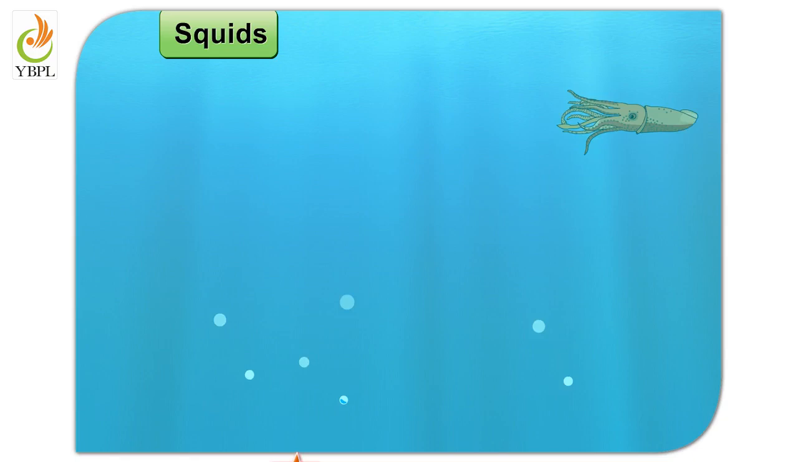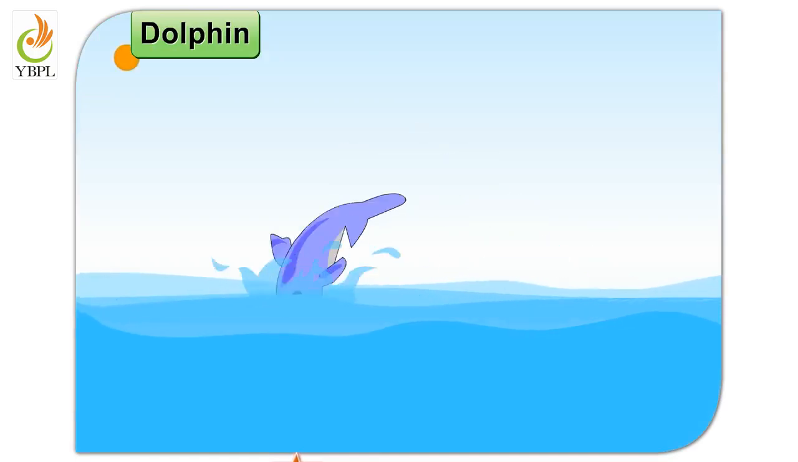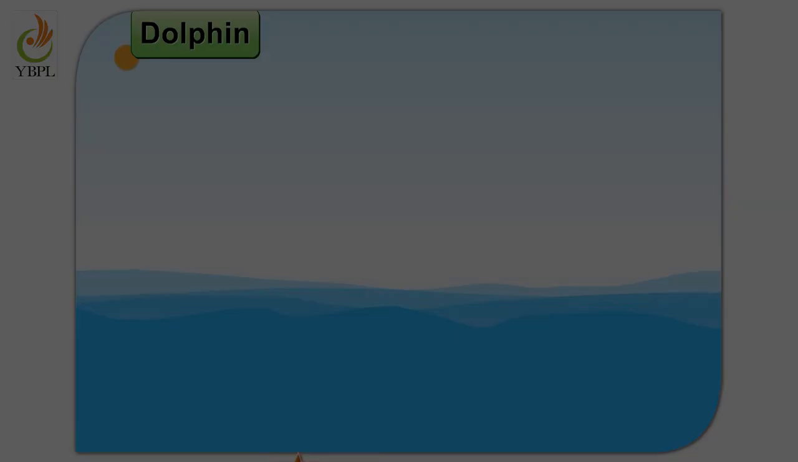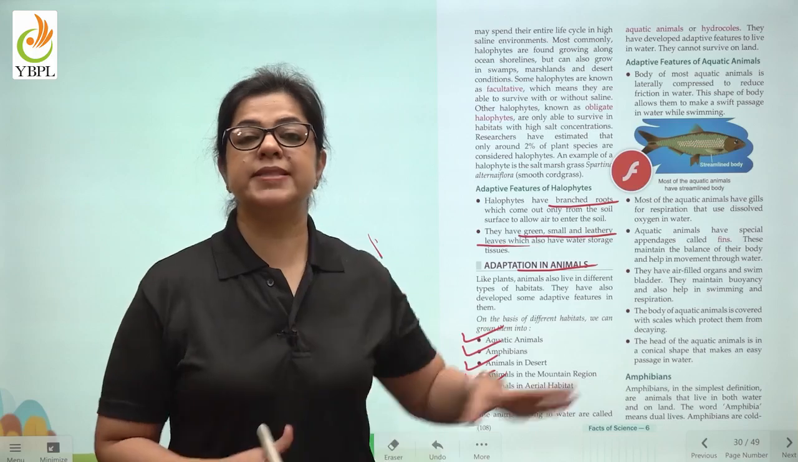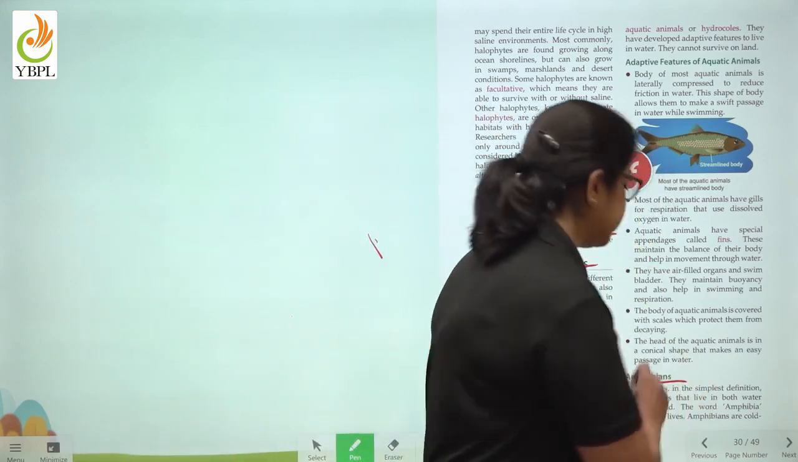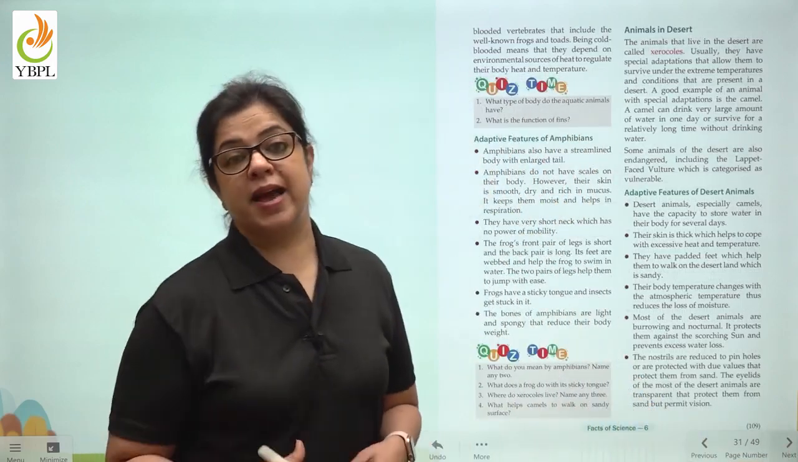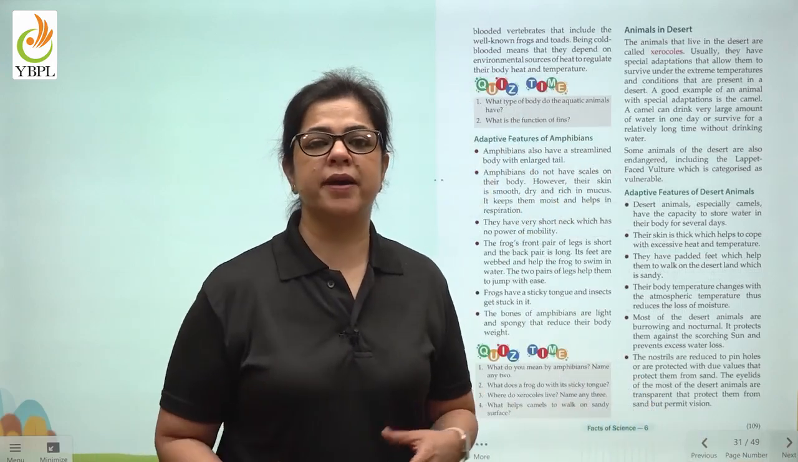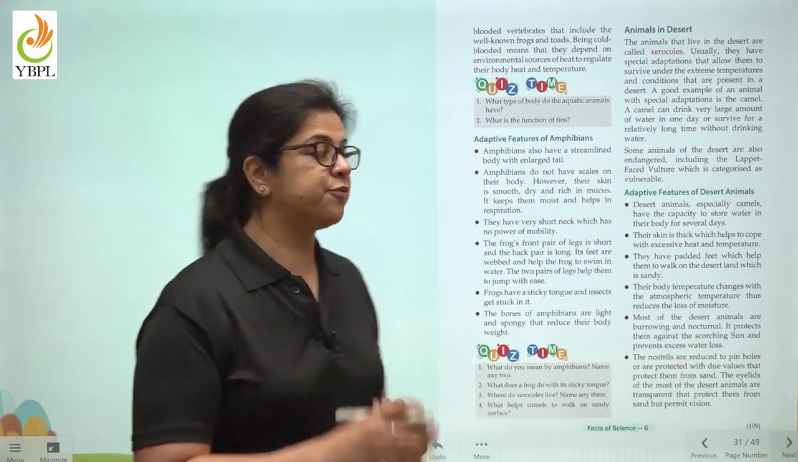Dolphins and whales are aquatic mammals that do not have gills. They breathe through nostrils or blowholes located on the upper parts of their heads. This was about animals that live in water. Now, what about animals that live both in water as well as on land? A frog, a toad, a salamander are common examples of amphibians.